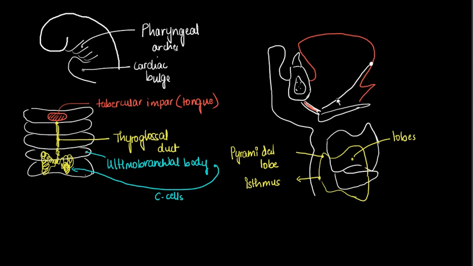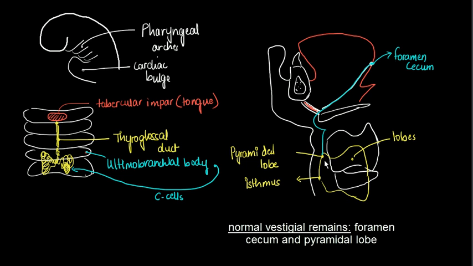Now this is the posterior part of the tongue from where the thyroid gland came down, and let's draw in some other color so that it's easy to identify. So here the thyroid gland comes down, and this is the path through which the thyroid gland traversed. And here the origin of the thyroid gland development appears as the foramen cecum. Foramen cecum is a normal remnant of the thyroglossal duct, and similarly even the pyramidal lobe is a normal remnant of the thyroglossal duct path.